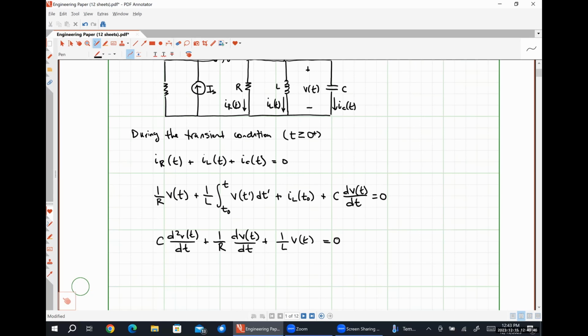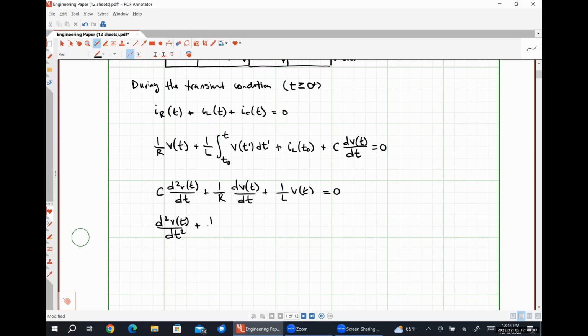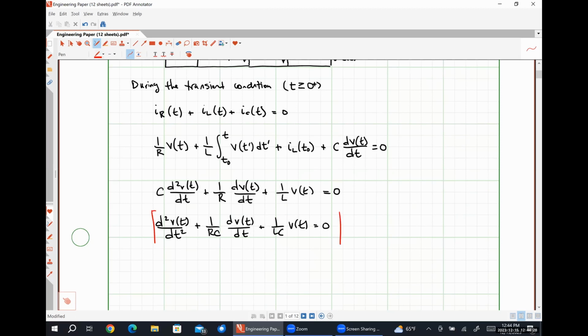Now I'm going to divide both sides of this equation by C such that the coefficient on my second derivative term is 1. Okay. So now I will have the second derivative of my voltage with respect to time plus 1 over RC times the first derivative of my voltage with respect to time plus 1 over LC times my voltage is equal to 0. And so I have a nice, neat, homogeneous second order differential equation. In a couple of days, we're going to come back to this relationship, so that's why I'm putting a box around it. All right, so now we need to solve this second order differential equation.